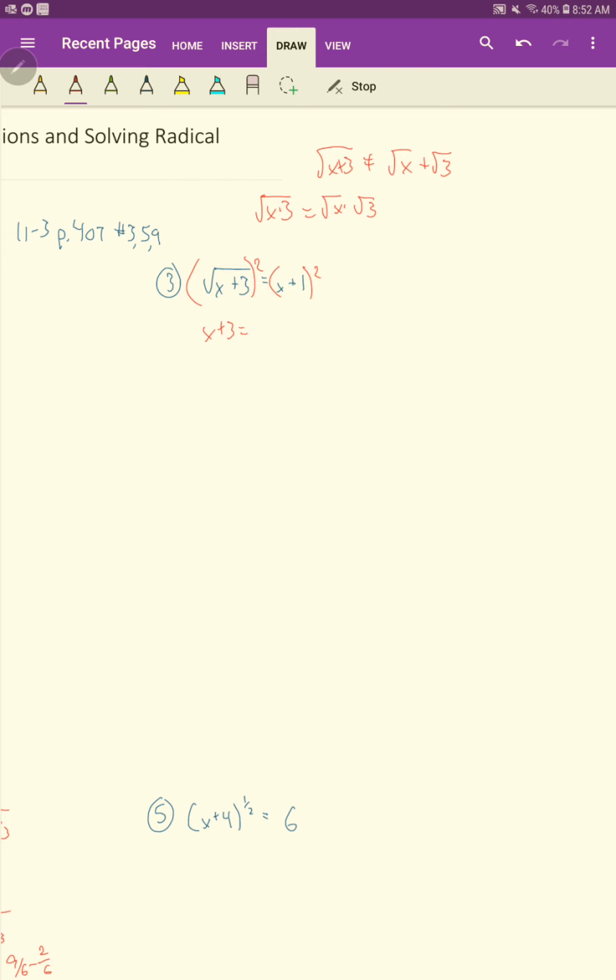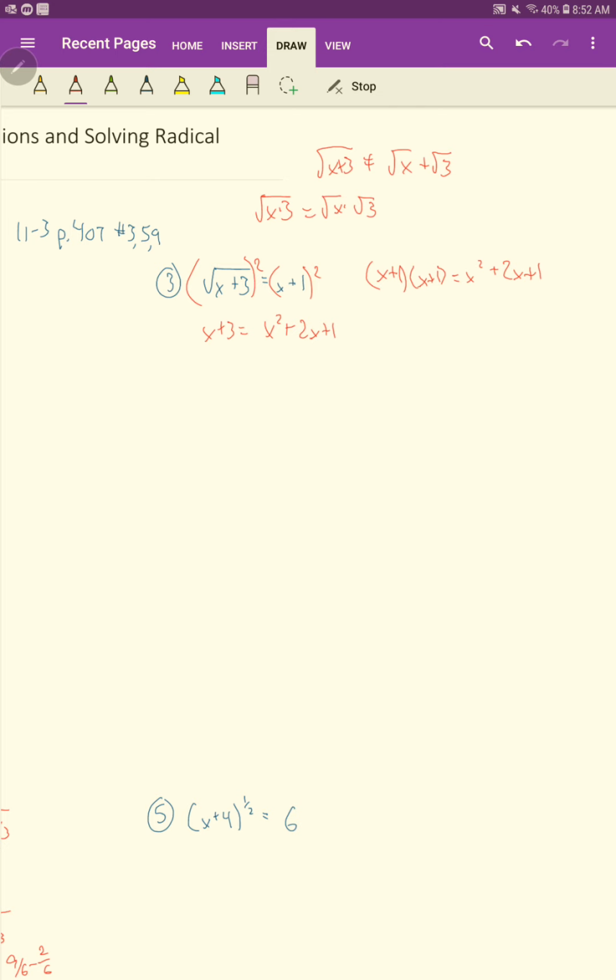No, wrong. X plus 1 squared is x plus 1 times x plus 1, right? When you square something, you multiply by itself. And that multiplies out to be x squared plus 2x plus 1. Okay, now our square root equation has changed to a quadratic equation.